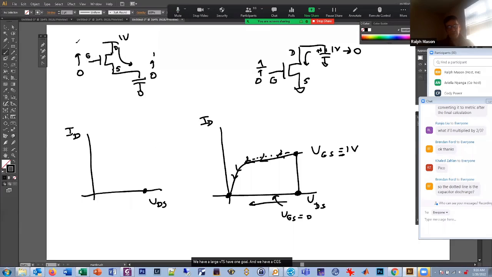And now this goes to 1 volt. So now the gate goes up to 1 volt. So the gate source voltage goes up to 1 volt. So here's our curve again. This is VGS equals 1 volt. So we jumped right up to this point. Follow me, right? And now current flows, and we start charging this up.